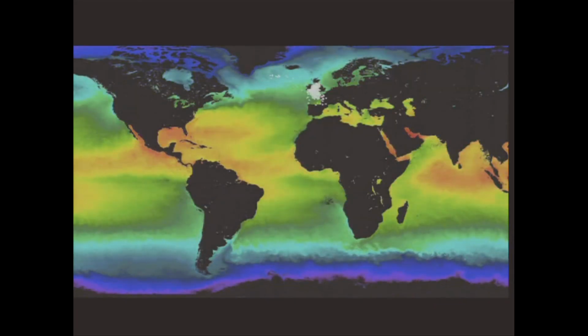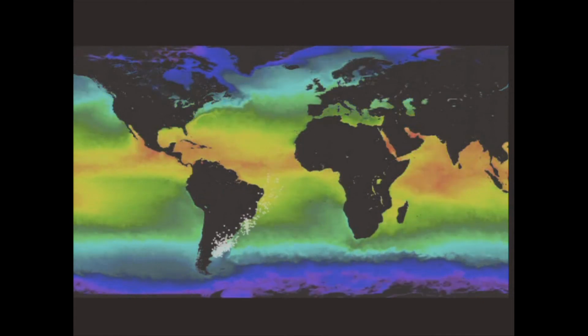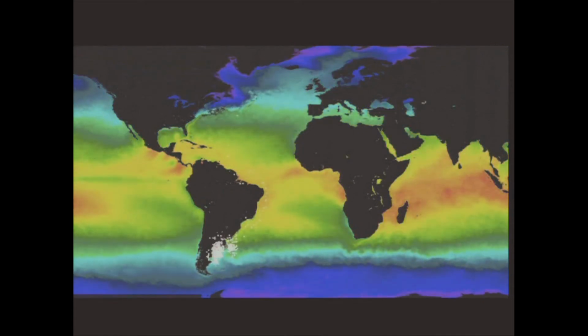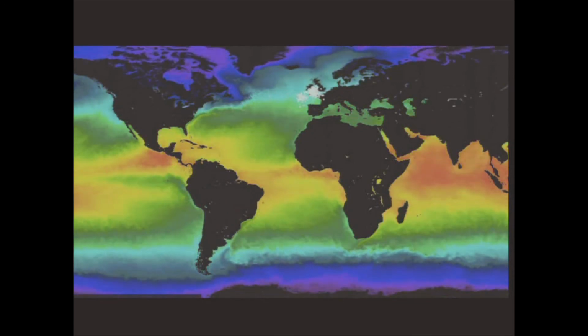So this is a group of Manx shearwaters moving from the UK down to the coast of Argentina, and then migrating back up through the North Atlantic to the UK.